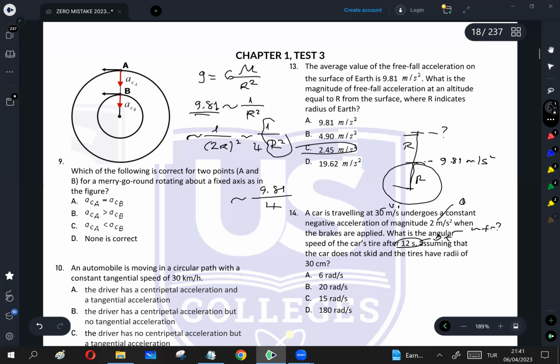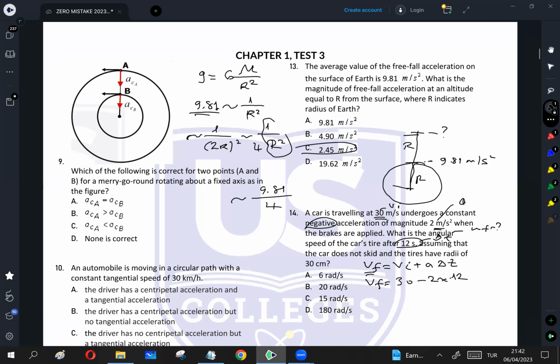There are two ways. You convert this to rotational quantities, or first calculate the linear quantity, then convert to the rotational quantity. Let's do it like this. I will first calculate v final using the linear form of the kinematic equation, a times delta t. After that, I will convert this v final to omega final. So v final is equal to v initial 30, plus acceleration negative 2 times delta t 12. So it's 30 minus 24, and v final is going to be 6 meters per second.